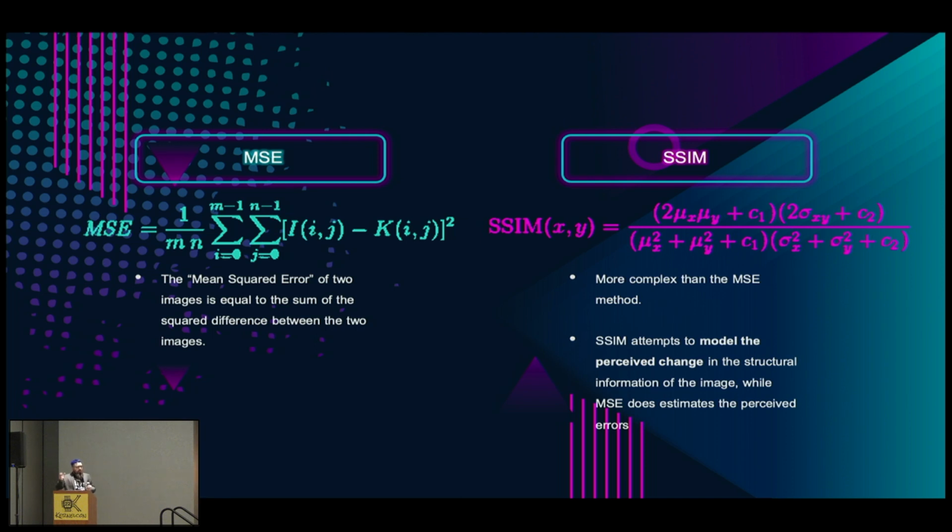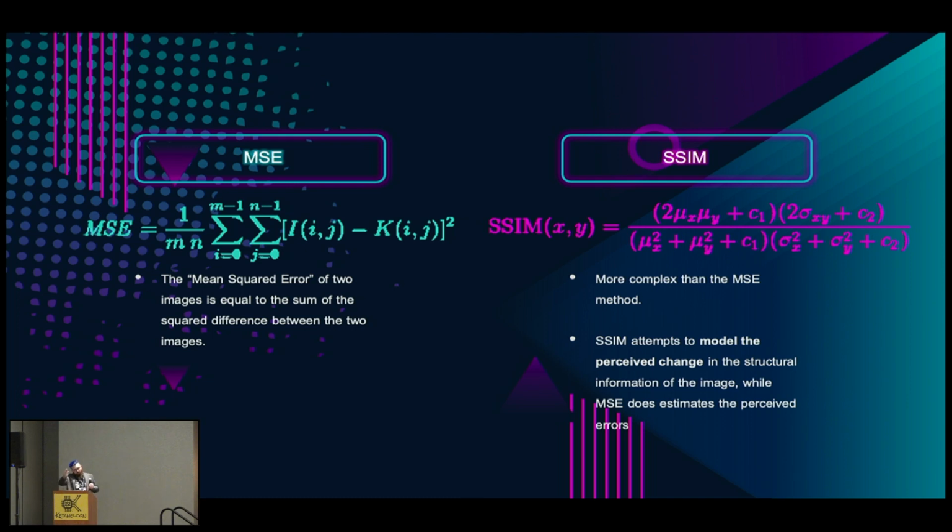So if you have a big white space in an image, that'll screw with MSE. Whereas with SSIM, it's much more complex, but it attempts to model the perceived change of the structural data of the image rather than the errors and the differences. It's important to note that a value of 0 for the MSE equation result indicates perfect similarity. With SSIM, you're trying to get closer to a 1.0.